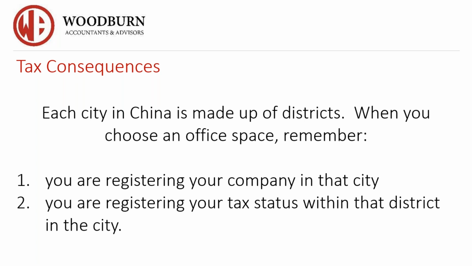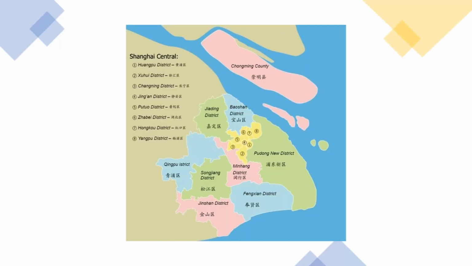Okay, I'm just going to repeat that again, and I'm going to choose the next slide to highlight this on. This is Shanghai. You can see all the big districts: Pudong, Fengxian, Jinshan, Songjiang, Qingpu, Jiading, Baoshan, Minhang. And then you'll see the little yellow ones, right? Which you'll see Shanghai Central. Those little ones are the CBD districts, where you have Huangpu, Xuhui, Changning, Jing'an, Putuo, Zhabei, Hongkou, and Yangpu.